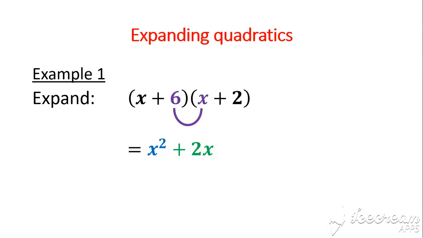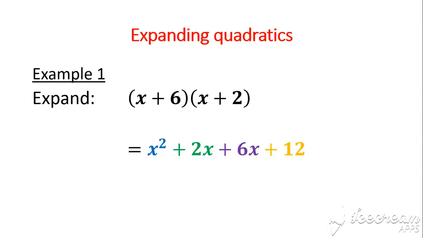Right, the third rainbow is x times 6, or 6 times x. But it's a plus 6, so we're going to write down plus 6x. 6 times x is 6x. Our last rainbow is 6 times 2. And notice they're both positive. Positive times a positive makes a positive, so we're going to write down positive 12.